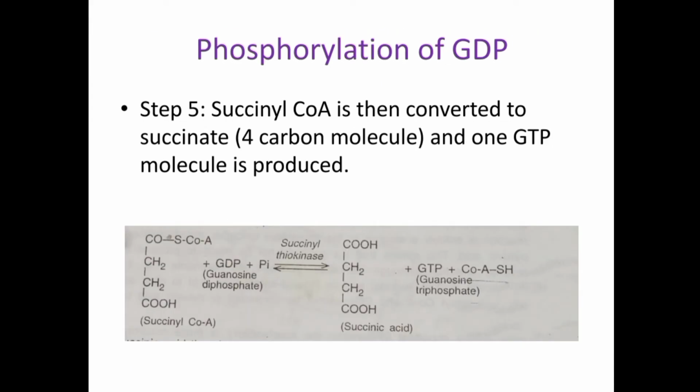Step 5, phosphorylation. Succinyl CoA is then converted to succinate, which is a 4 carbon molecule. Here you can see 1, 2, 3, 4 carbon molecule, and 1 GTP molecule is produced. Here the enzyme involved is succinyl thiokinase.